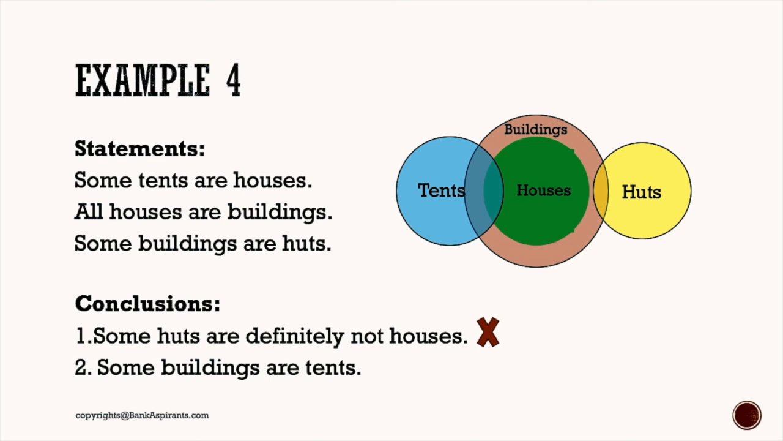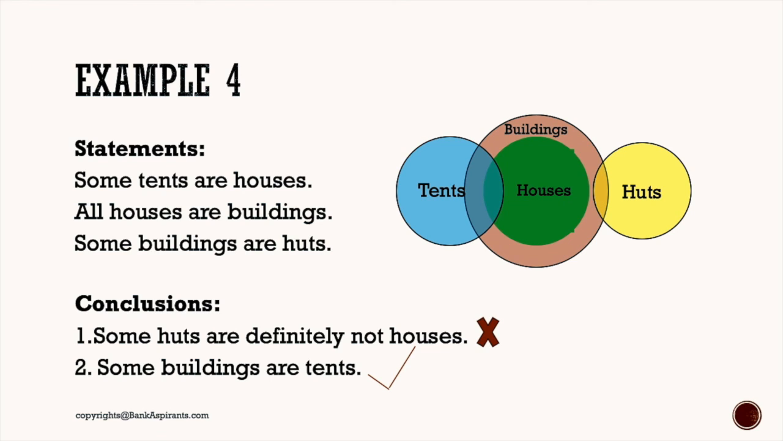We can't decide, because some huts may be houses and some huts may not be houses. So definitely we can't say. We are not 100% sure. We don't know whether it is correct or not. So we can't say. And some buildings are tents. Yes, some buildings are tents. So it is absolutely following. So definitely means if you are 100% sure about what is given in the diagram, you have to give it as right. Otherwise, it doesn't follow.